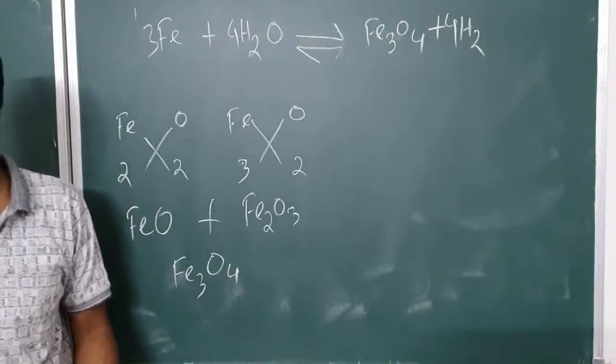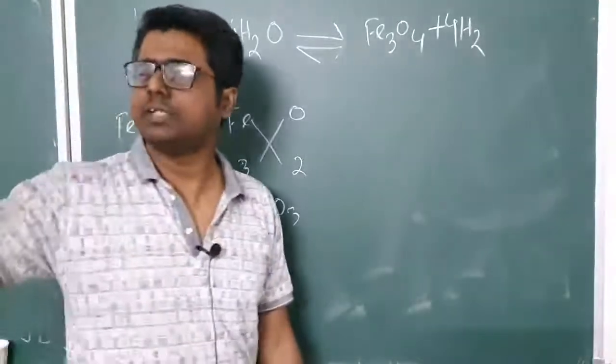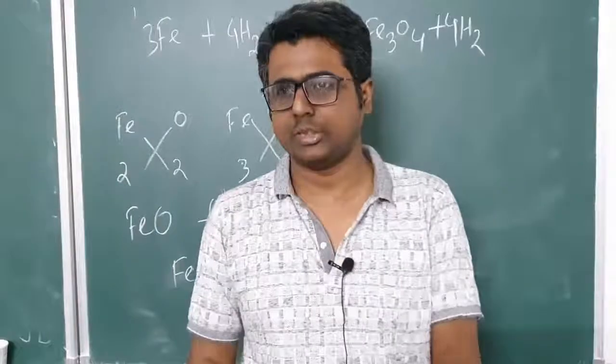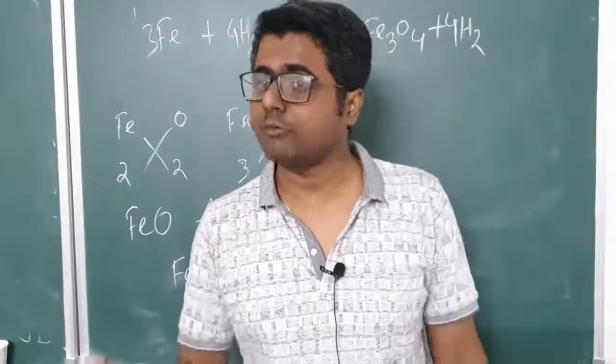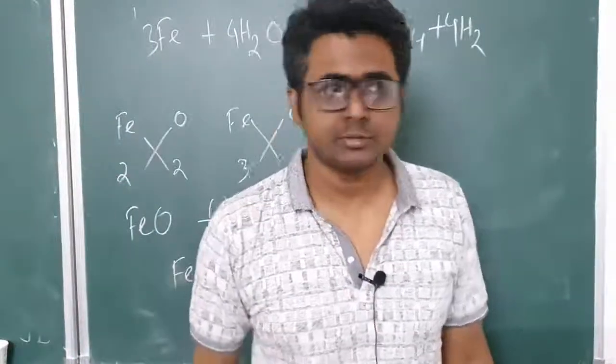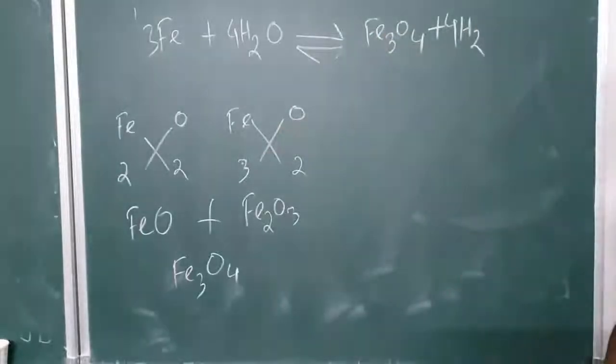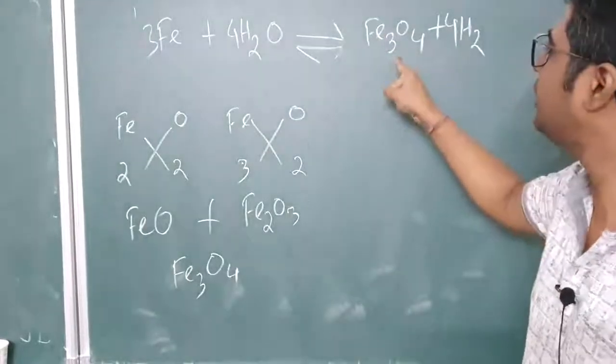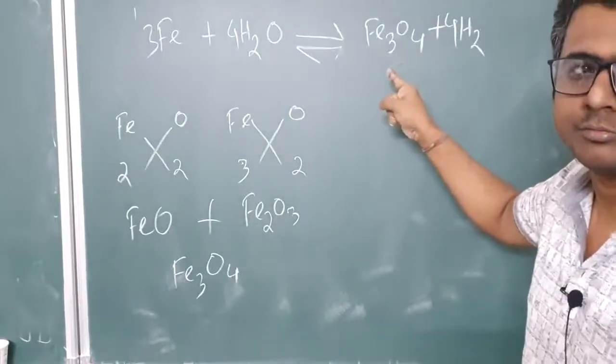Clear? If there is no Fe3O4, who will react with hydrogen? Suppose you kept some paper and some oxygen, it will burn. But if you have not kept the paper, then it will not burn. So you are removing this Fe3O4. To keep the forward reaction going, you have to continuously remove Fe3O4.